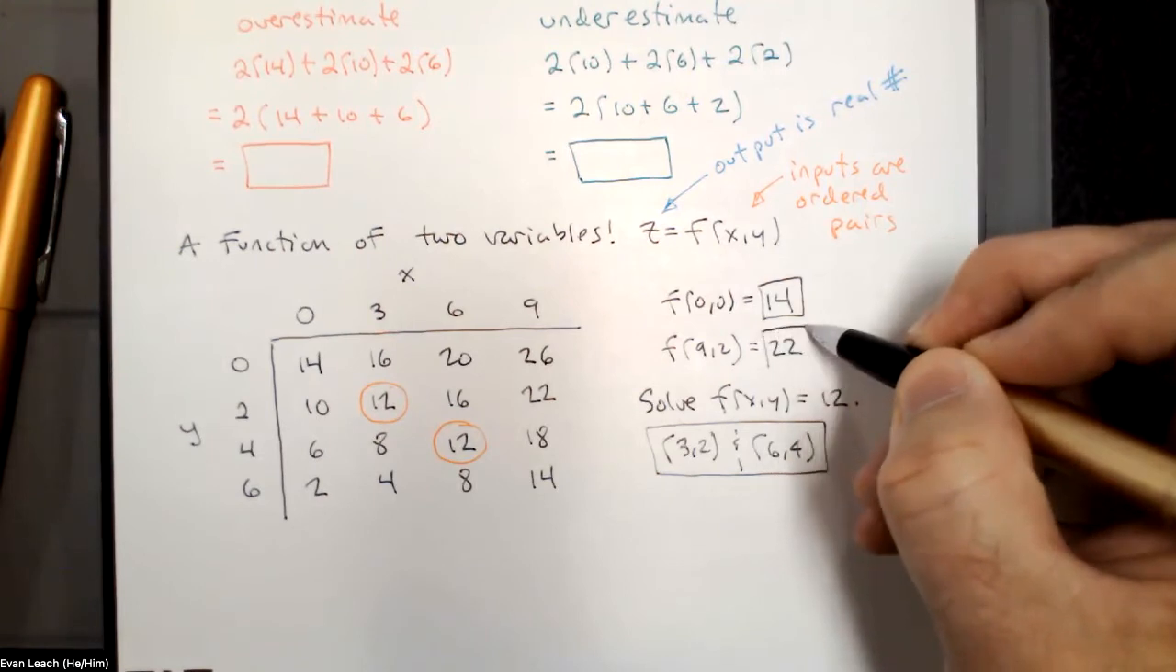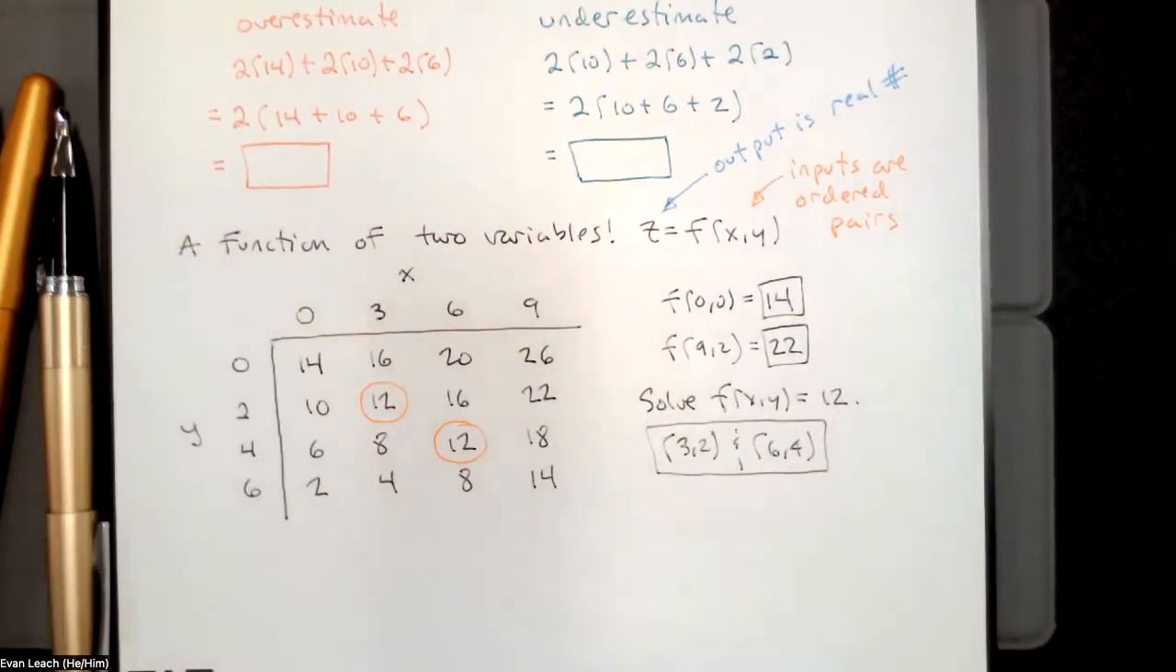Note that in this regard, the stuff that we're doing with these new functions of two variables is the same stuff that we did with functions of one variable. Given an input, evaluate to find an output. Given an output, solve to find the input. Same stuff, just more input. Any questions?